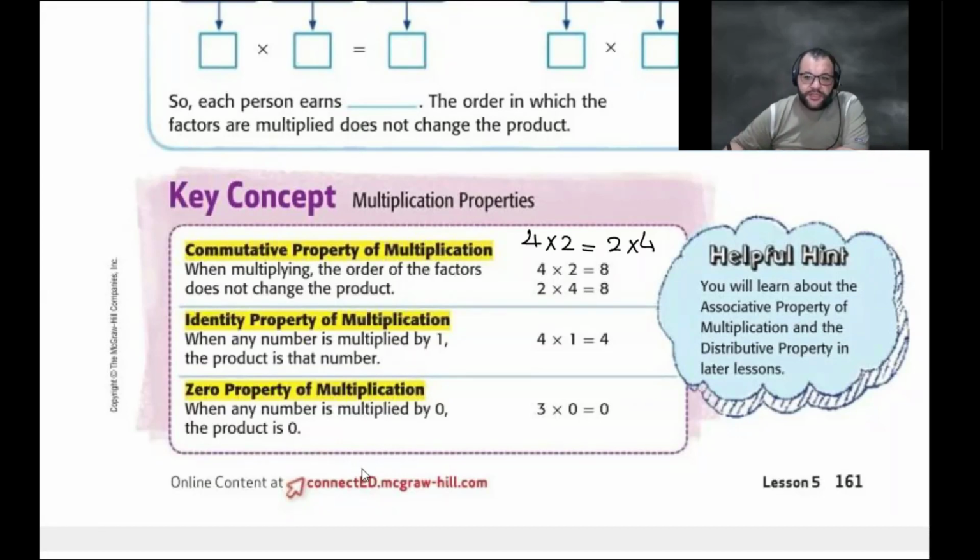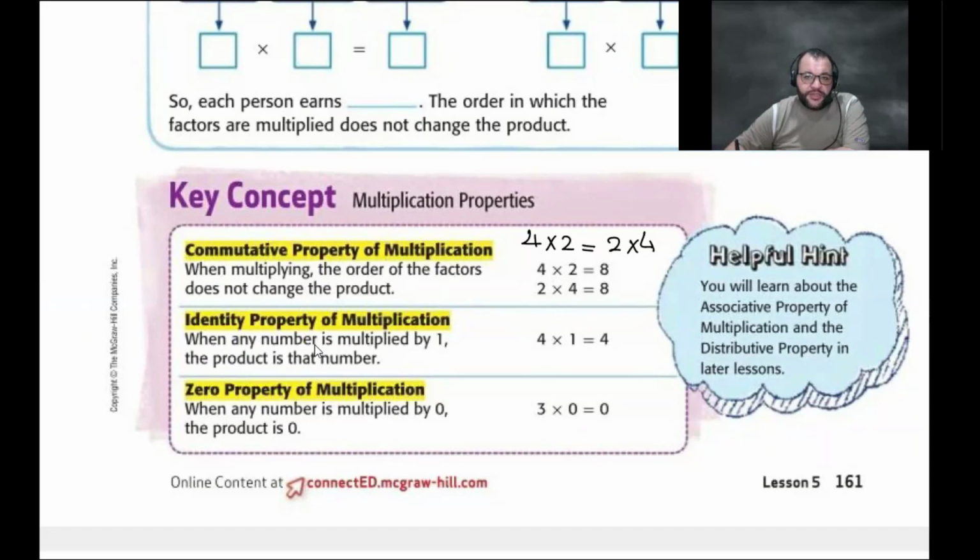The third property that we have is the zero property. What is the meaning of zero property? If you multiply any number by 0, the result will be 0. So how many properties do we have until now? We have 3. The first one is the commutative property. For the commutative property, all you have to do is just change the order. 4 times 2 is the same as 2 times 4.